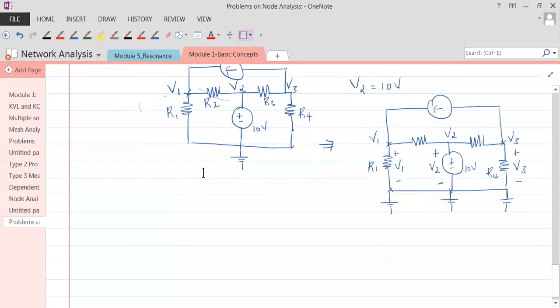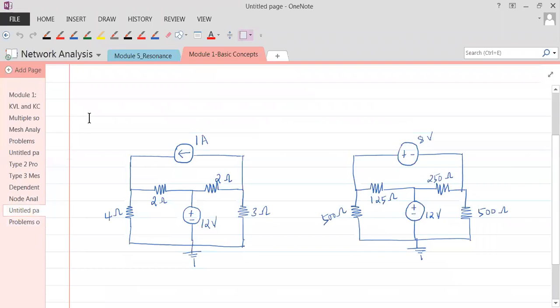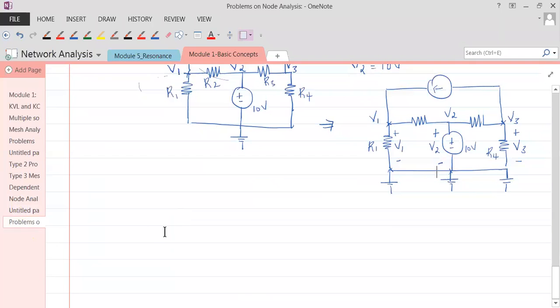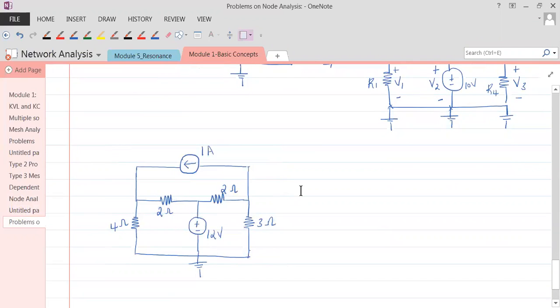The third problem that we are solving. Let's take this. This is the problem that we have to solve. Now problem number 3. Everybody, you can make a note of this circuit, or if you don't want, you can just listen. You can take it down later on.